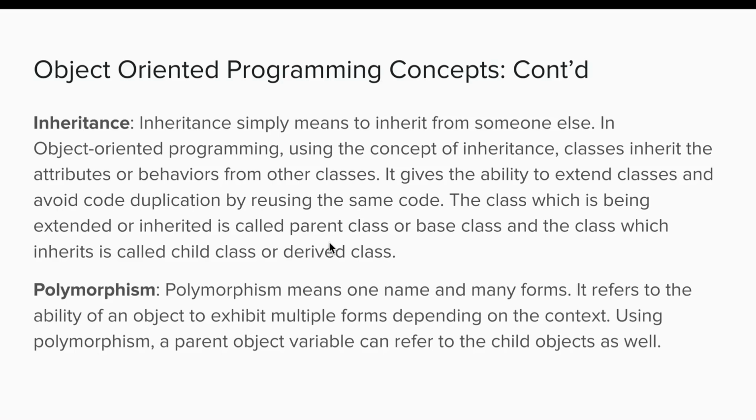Polymorphism. Polymorphism means one name and many forms. It refers to the ability of an object to exhibit multiple forms depending on the context. Using polymorphism, a parent object variable can refer to the child objects as well.